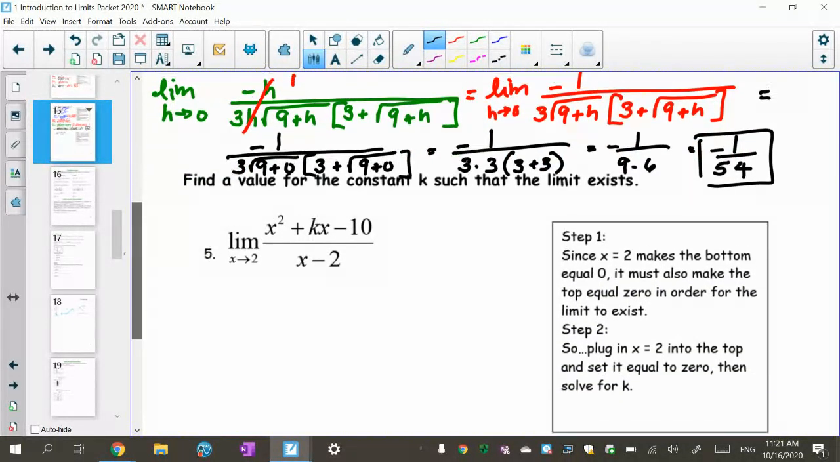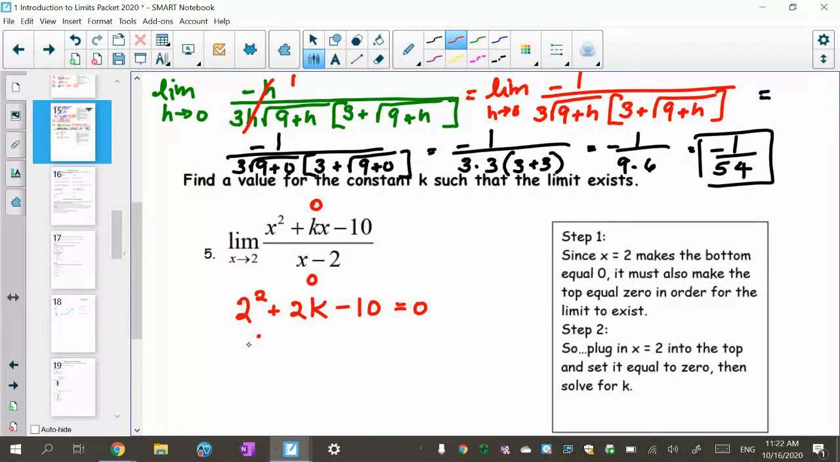All right, the last one here is kind of a simple thing, and basically all you want to do is, if you want to find the constant k such that the limit exists, you want to try making sure it's in the indeterminate form 0 over 0. So I know if I plug a 2 in the denominator, I'm going to get a 0. So I'm going to basically plug a 2 in the numerator. I just put the 2 in front of the k, and make it equal to 0, because if this was 0 over 0, then the limit would exist.